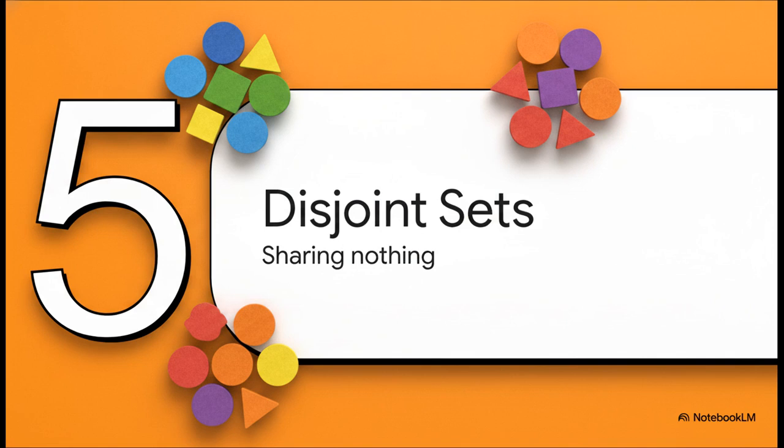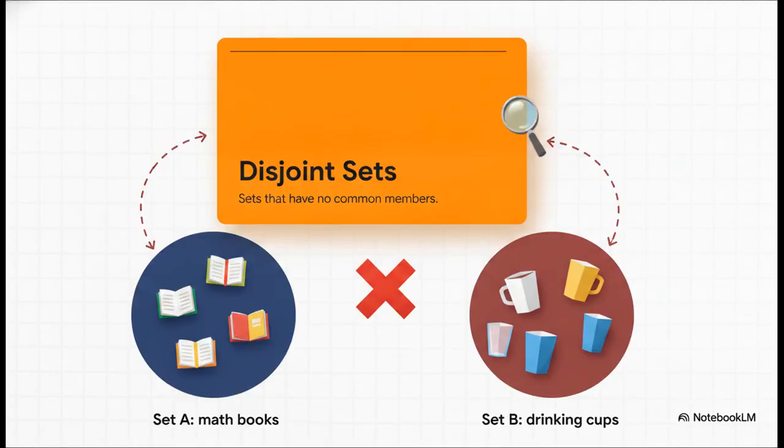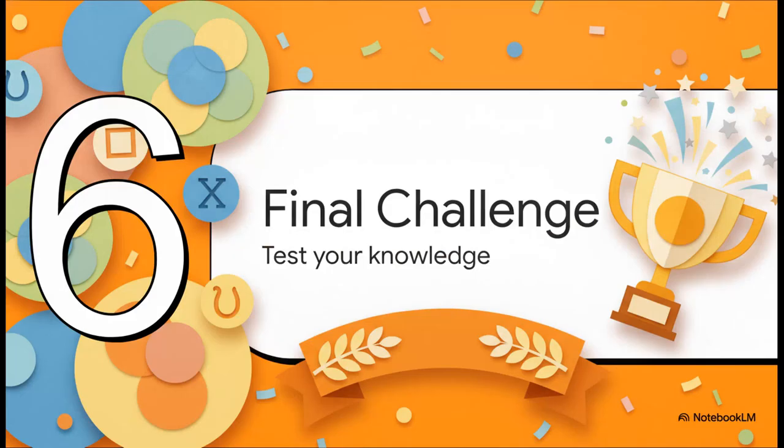Moving right along to Section 5, disjoint sets. Imagine you've got 2 groups of things. One group of things is over here, and the other group is way over there. They share absolutely nothing at all. What do we call this situation in math? We call them disjoint sets. Disjoint sets are sets that have no common members. They just don't intersect. If set A is a set of math books and set B is a set of drinking cups, they're totally disjoint. A book isn't a cup and a cup isn't a book, right? They share absolutely nothing.